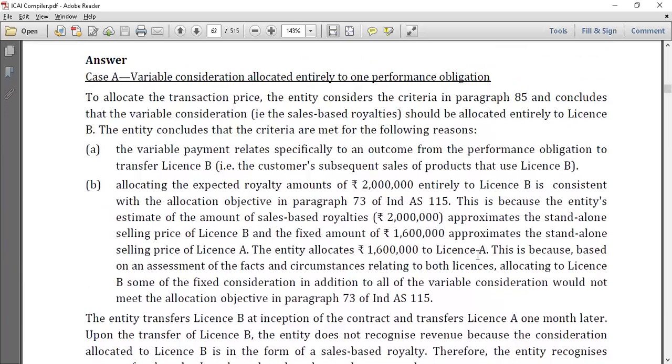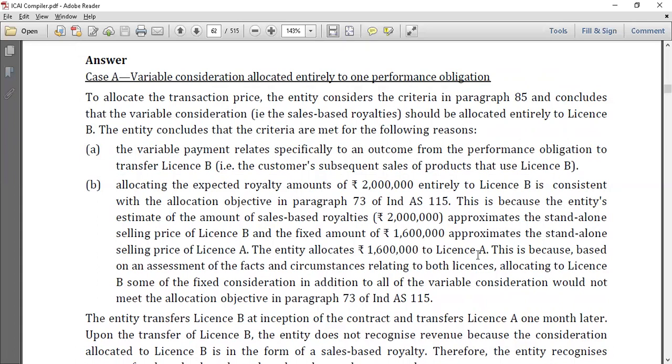Here, allocating the expected royalty amount of 20 lakhs entirely to license B only is consistent with the allocation objective given in Ind AS 115. Why? Because the entity's estimate of the sales based royalty, that is 20 lakhs, approximates the standalone selling price of license B, and the fixed amount of 16 lakhs approximates the standalone selling price of license A. Here the entity allocates the 16 lakhs to license A.